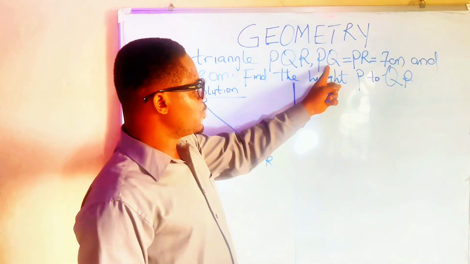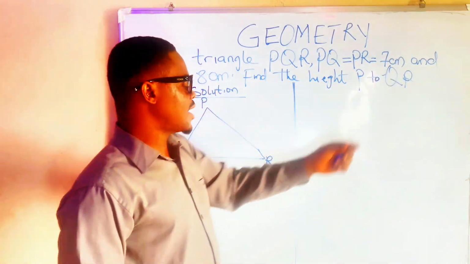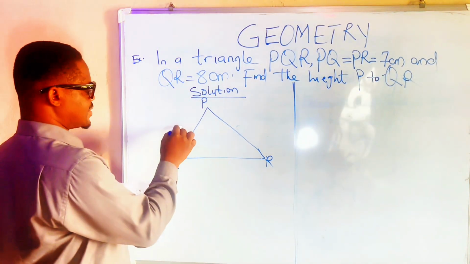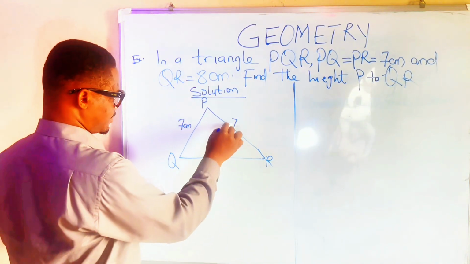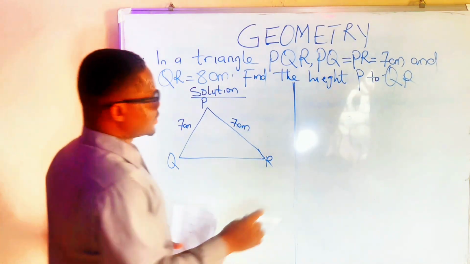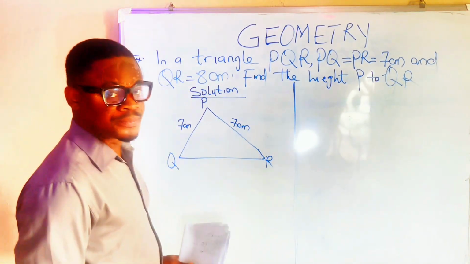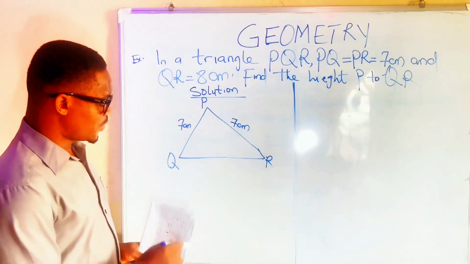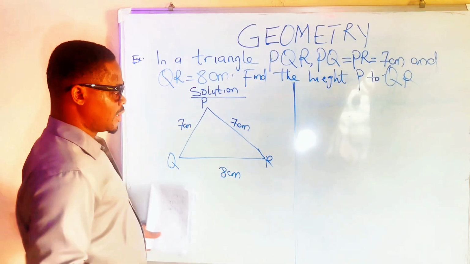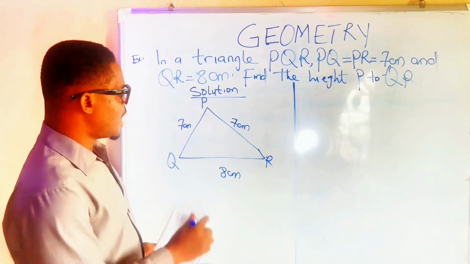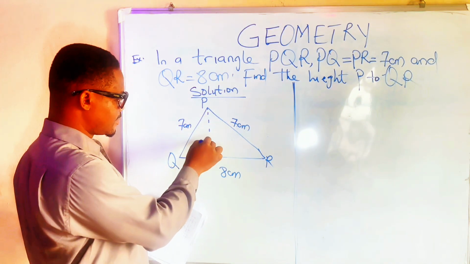It says that PQ, which is the distance from P to Q, is equal to the distance from P to R, and that is 7 cm. So here is 7 cm, here is 7 cm. Then QR, from this point to this point, is 8 cm. Now when you look at this triangle, what we are asked to find is this height from here down.